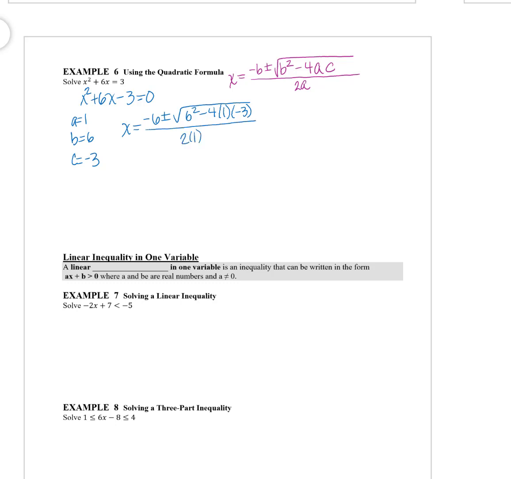And then we simplify that. So we have x is equal to negative 6 plus or minus. Underneath the radical we have 6 squared, which is 36, and then that becomes a plus 12. So 36 plus 12 is 48. Then we want to take out all perfect square factors. Well, 48 is 16 times 3.